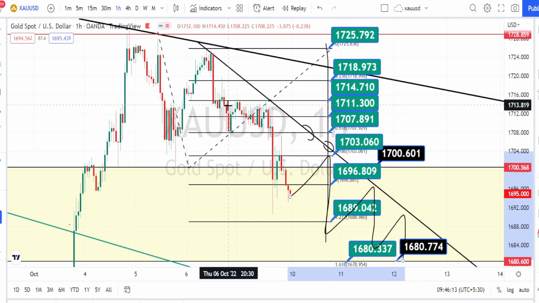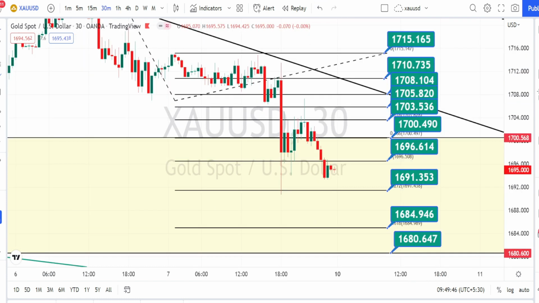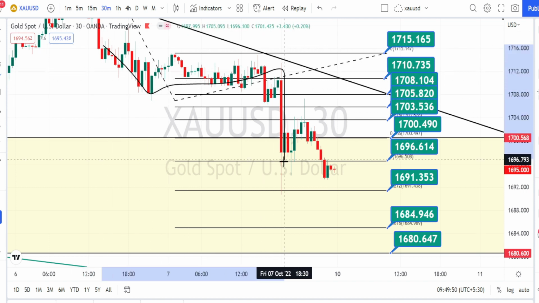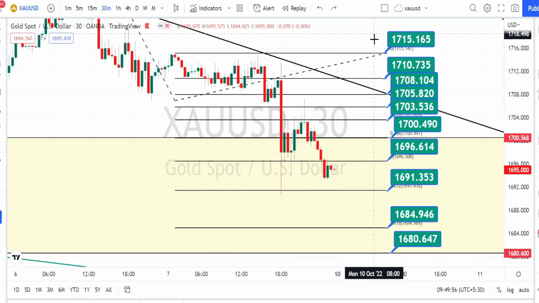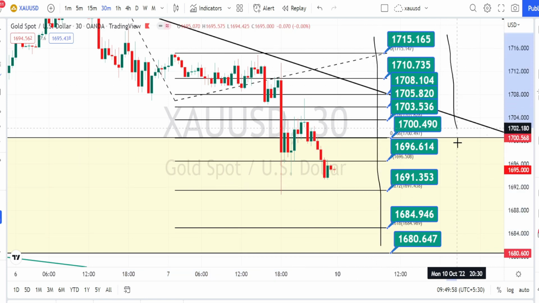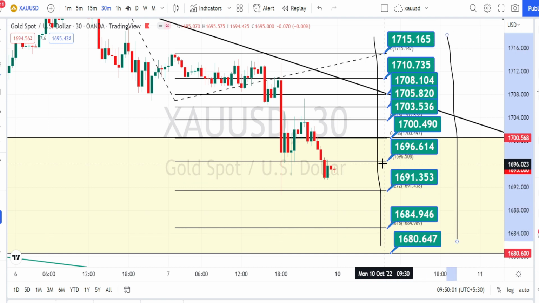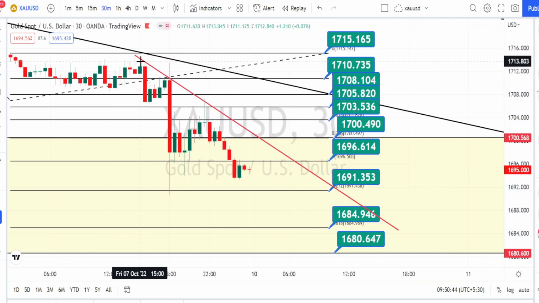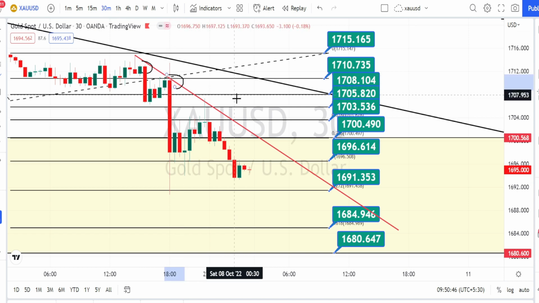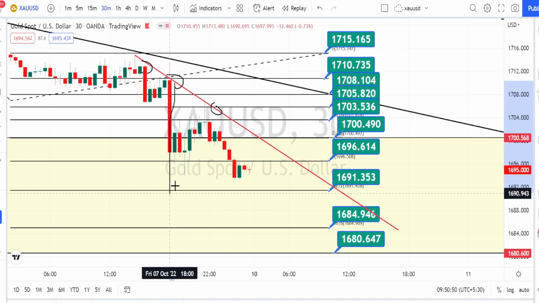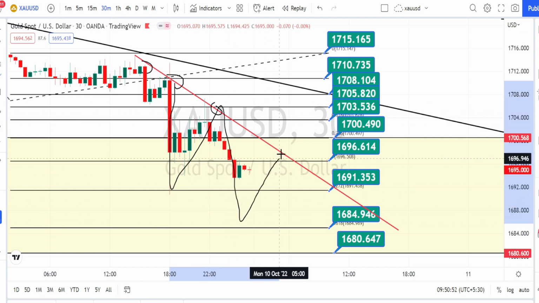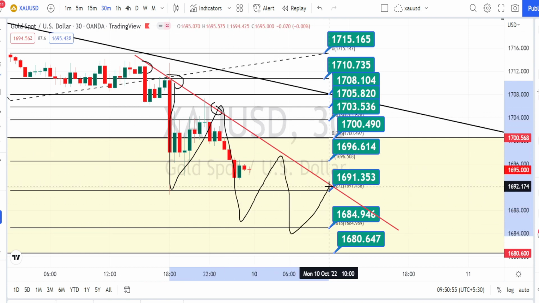Let us do the analysis in the 30 minutes time frame. I'm in the 30 minutes time frame, and when we look at the price action in the 30 minutes time frame also, it is in a very nice bearish trend. And these are all the resistance and support levels for current price action in the 30 minutes time frame. So I have drawn a resistance line for the 30 minutes time frame, and as long as the price action is trading below this resistance line, we can expect the bearish trend to continue in the 30 minutes time frame.